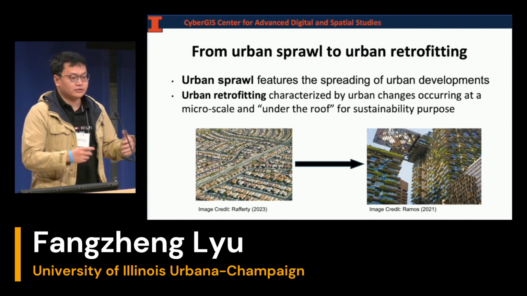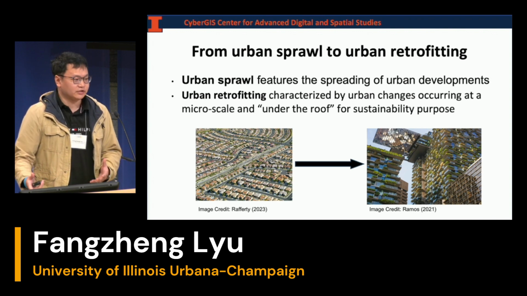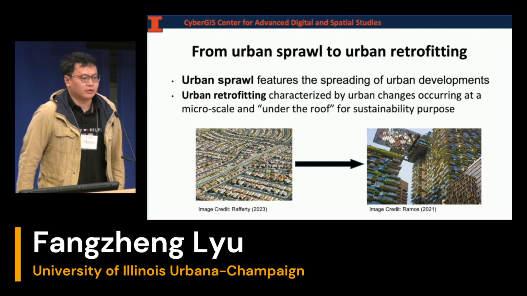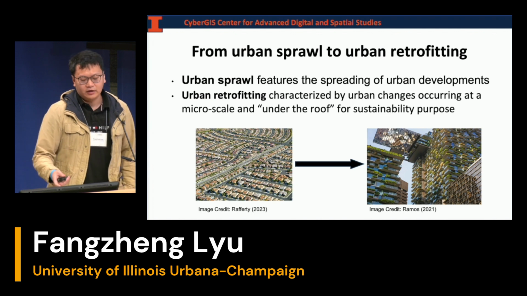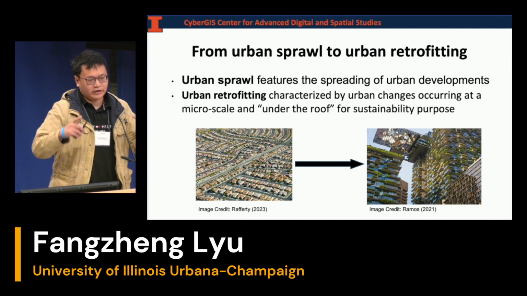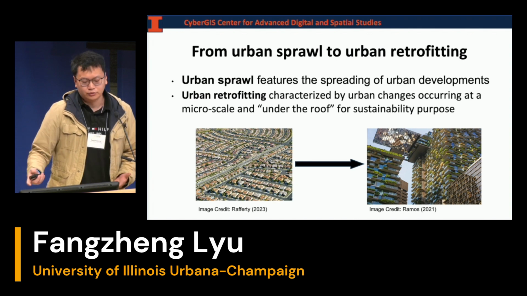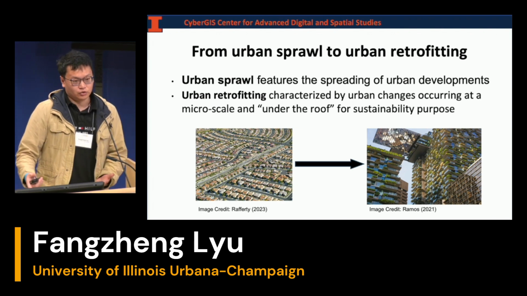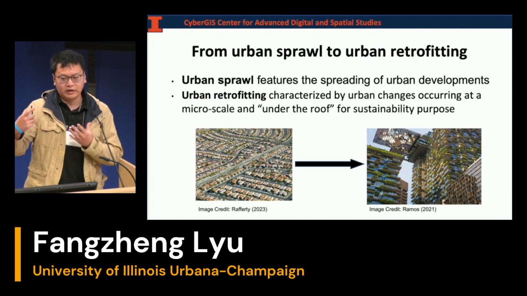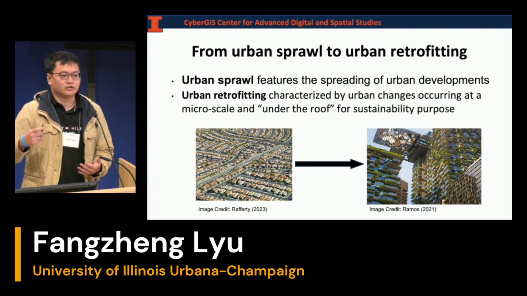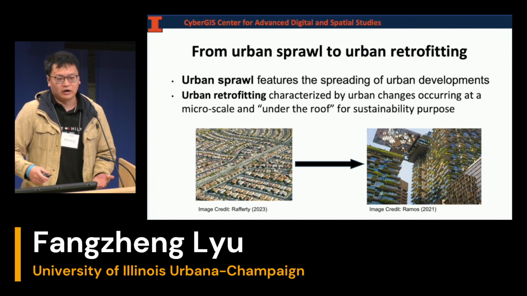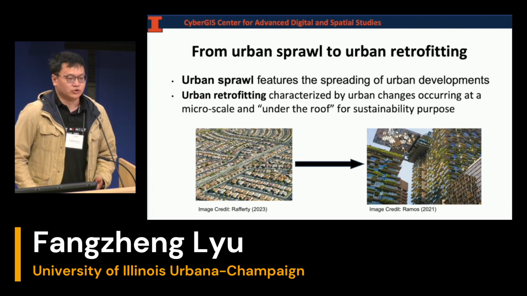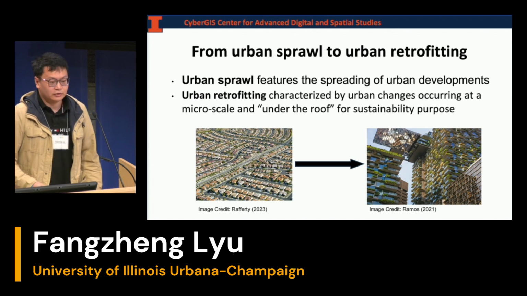In the past few decades, as sustainability has become a major goal for urban development, urban retrofitting is becoming more and more popular, characterized by urban changes occurring at a micro scale and or under the roof to support sustainability. For example, if we want to install an ecosystem, make micro changes to the environment in terms of vegetation, add another small set of buildings or change the building functionality, that is usually categorized as urban retrofitting.